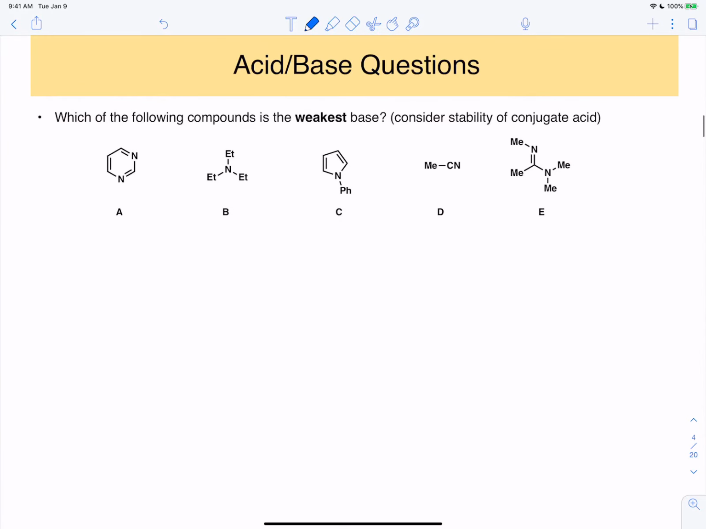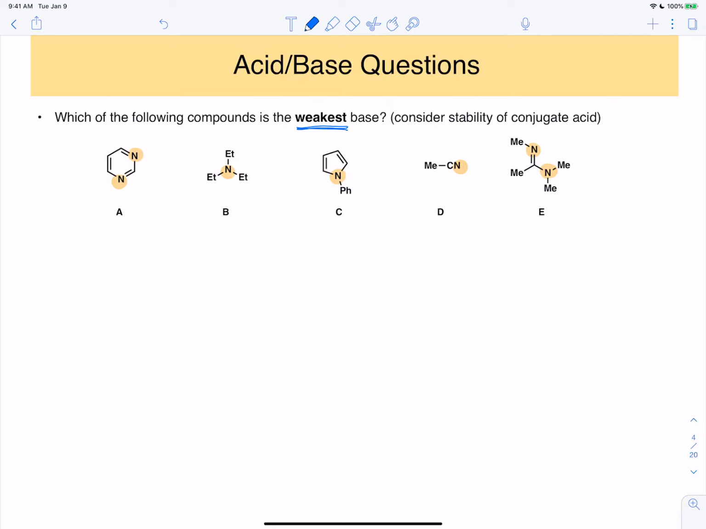So let's do some practice problems and see where we go. This first question is, which of the following compounds is the weakest base? And I even say, consider the stability of the conjugate acid. One thing to note is that in all of these examples, they all feature nitrogens. So now we don't have some sort of element difference. We're not comparing an oxygen to a nitrogen or anything like that. So the next thing we probably want to look at will be the hybridization.